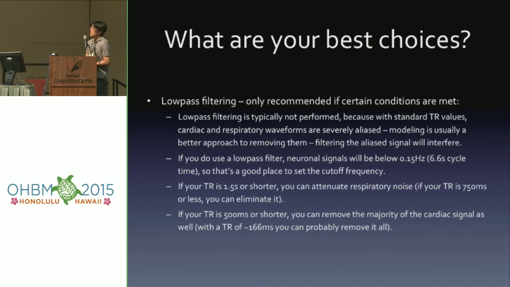And if you want to use this low-pass filter, the cutoff we suggest is 0.15 hertz, because the reason is this: 0.15 hertz is almost at the upper boundary of the heart rate band, and also it is below 0.2 hertz, which is the respiration rate. So that's roughly what we do when we have a very small TR.